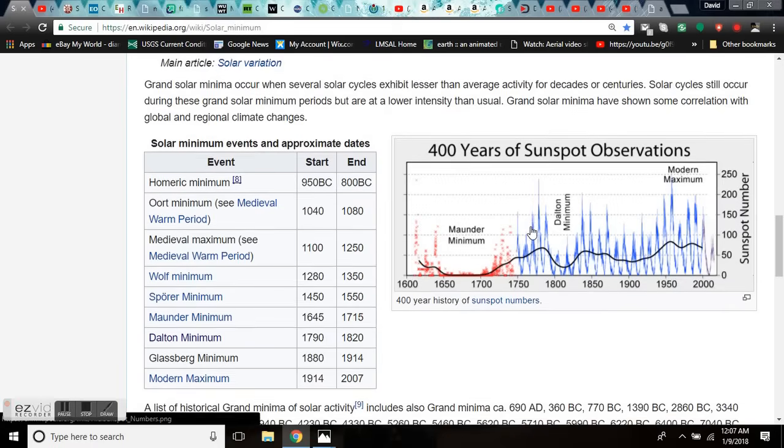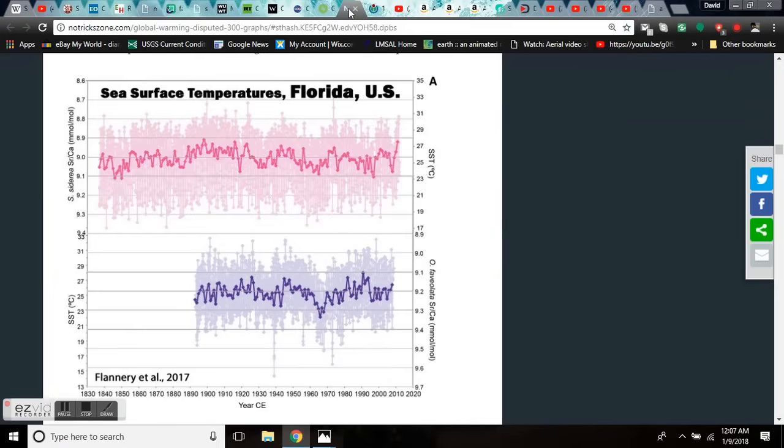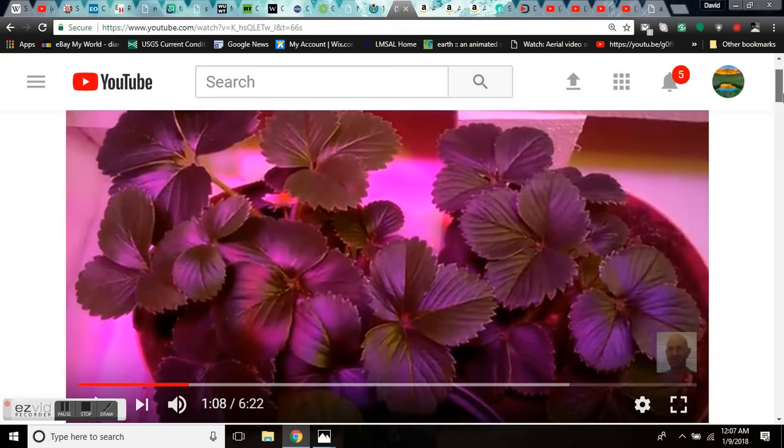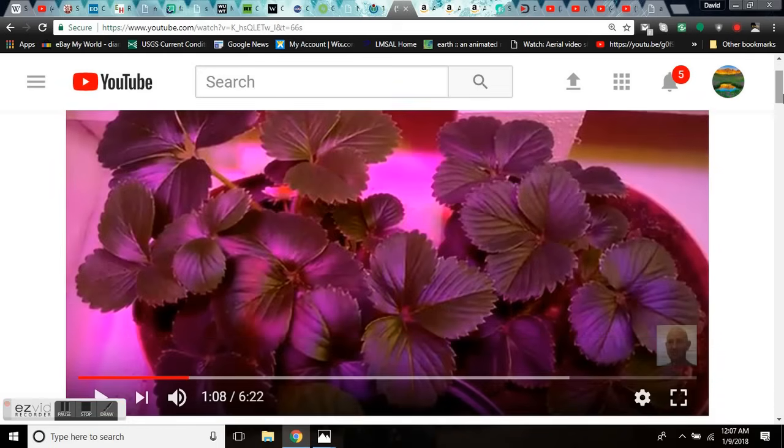Which, if we come here to grand solar minimum and maxima, was the Wolf minimum. So get familiar with these graphs and what they're telling you. There's so much information to go through.